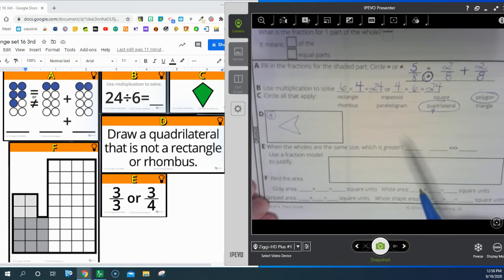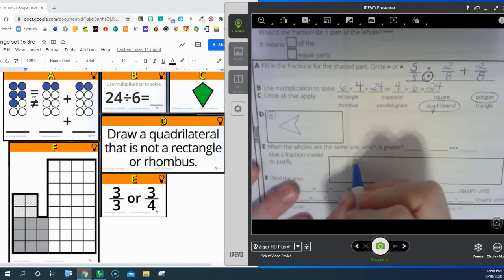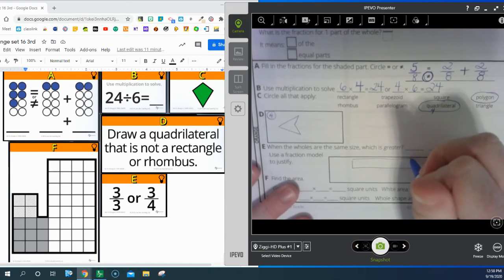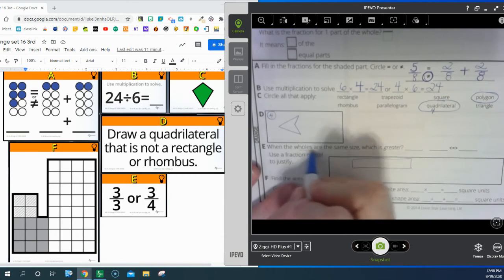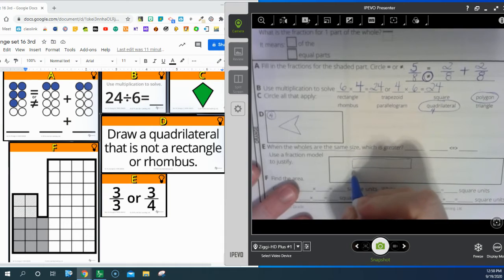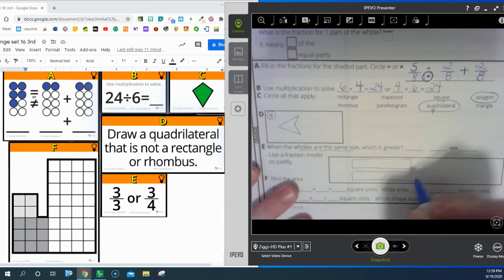Part E says 3/3 or 3/4. When the wholes are the same size, which is greater? Use a fraction model to justify. So I'm going to draw a fraction bar here. And it says that the wholes are the same size. So the second one I draw below it is going to be the same size.